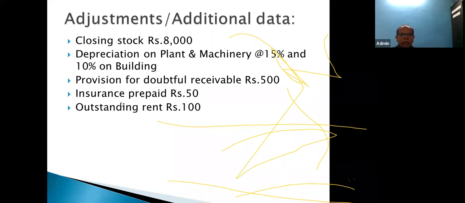So this way, two effects we have provided. And the last adjustment, outstanding rent, rupees 100. Since it is an expense, first it will be written on the profit and loss account debit side. First effect, profit and loss account debit side, outstanding rent 100. Did you mention it? Go to your profit and loss account debit side and write outstanding rent rupees 100.